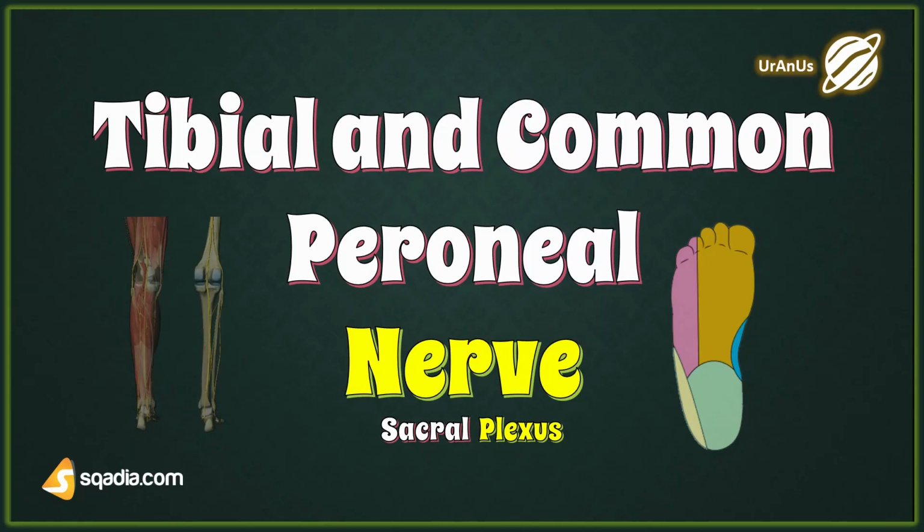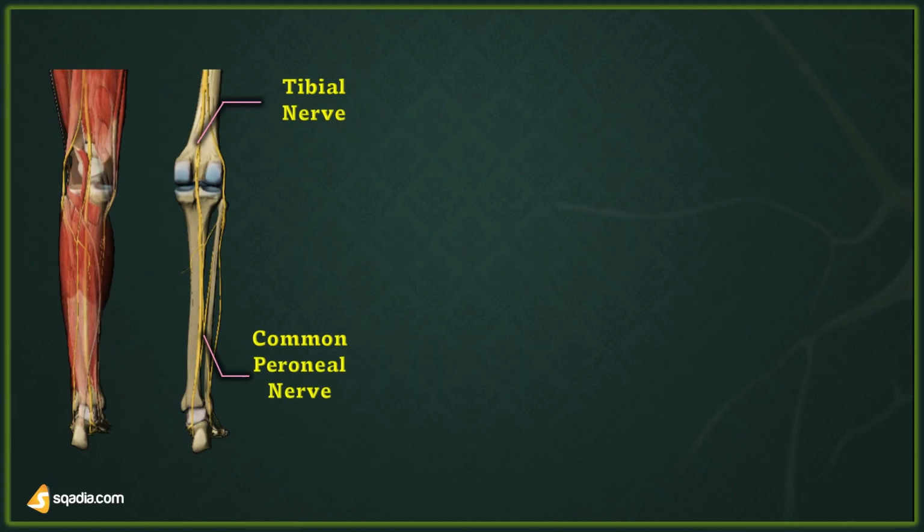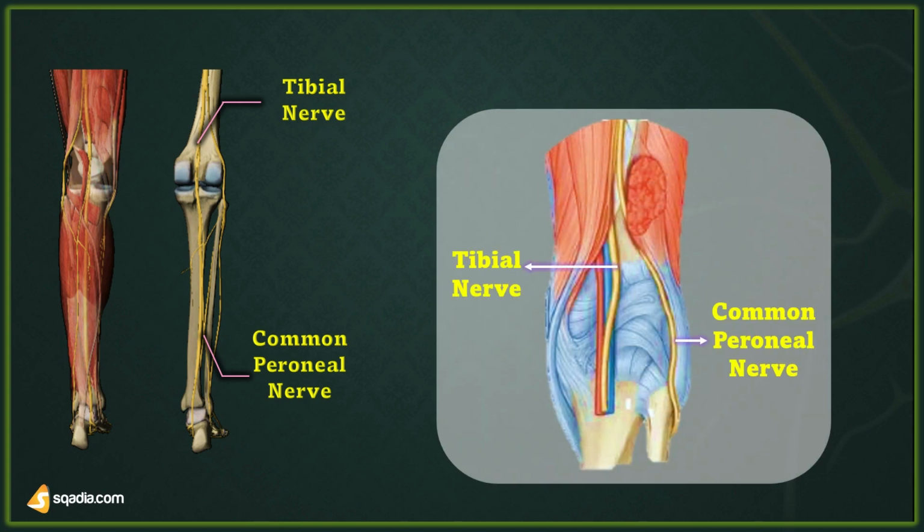I briefly mentioned the two important terminal branches of the sciatic nerve called the tibial nerve and the common peroneal nerve. As we are just about at the end of our video on the sacral plexus, the branches of which supply the lower limb, let's talk about these two nerves briefly. The tibial nerve and common peroneal nerve are two major branches of the sciatic nerve, which bifurcates at the level of the popliteal fossa.